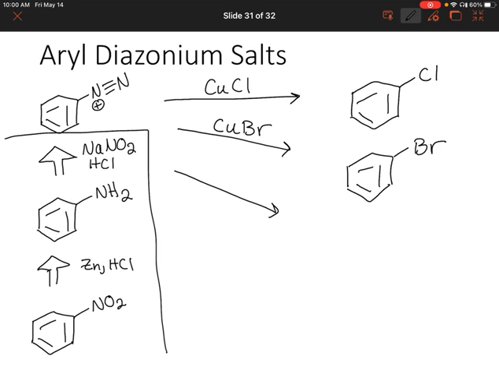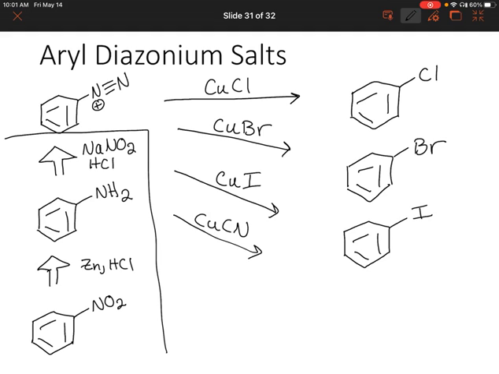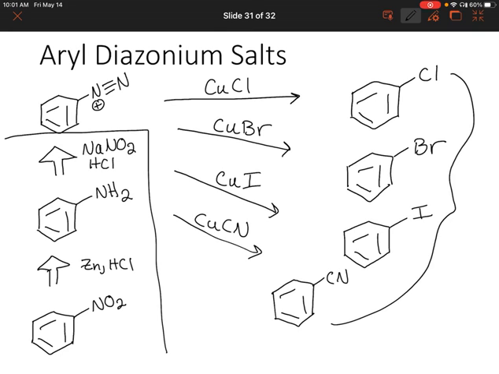You could keep going. Copper iodide will replace the N2 group with an iodine atom. Copper 1 cyanide will also do something similar here, where you replace that N2 group with a cyano group. So all of these reactions are called Sandmeyer reactions.